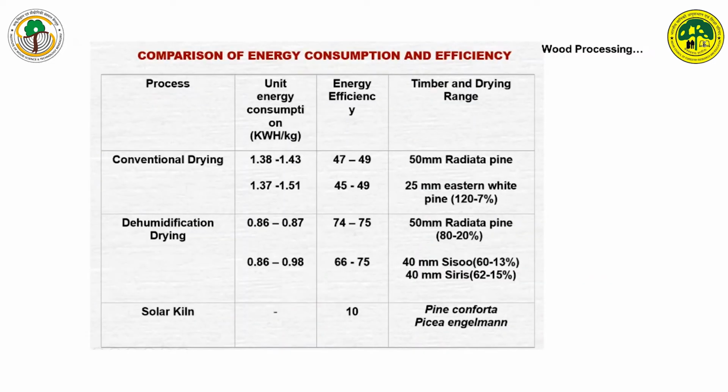And just to see what the energy consumption values are for different drying schedules. In conventional drying, the energy consumption is almost around 1.5 kilowatt hour per kg of moisture removed. In case of dehumidifying drying, it is around 0.8 to 0.9. In case of solar, we are not putting in any extra energy, because most of the energy we are getting from solar radiation.